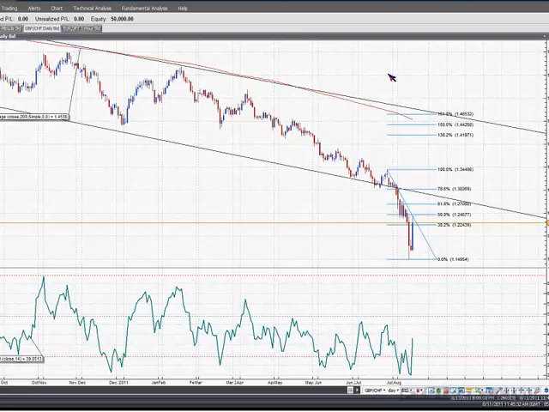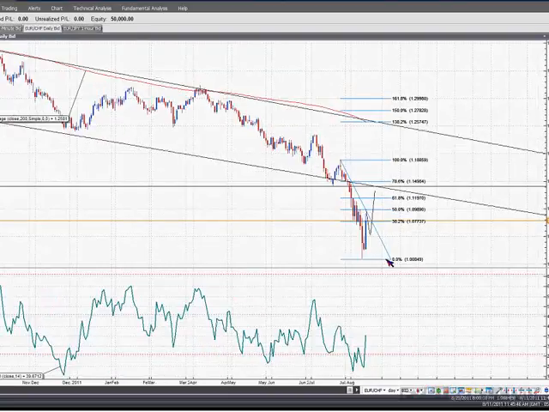And just going back to the Euro Swizzy, let me draw the Fibonacci retracement. Okay, again, you would be between 61 and 78.6% retracement level.